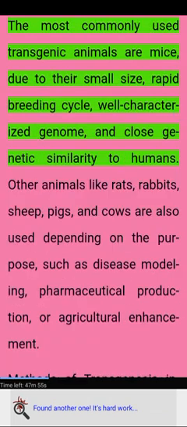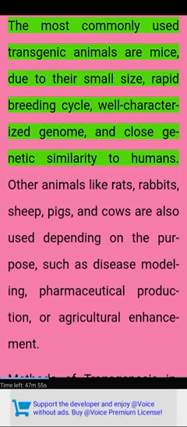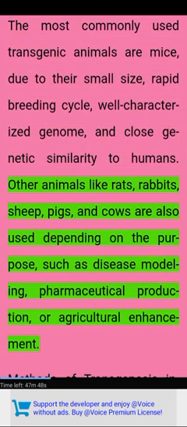The most commonly used transgenic animals are mice, due to their small size, rapid breeding cycle, well-characterized genome, and close genetic similarity to humans. Other animals like rats, rabbits, sheep, pigs, and cows are also used depending on the purpose, such as disease modeling, pharmaceutical production, or agricultural enhancement.